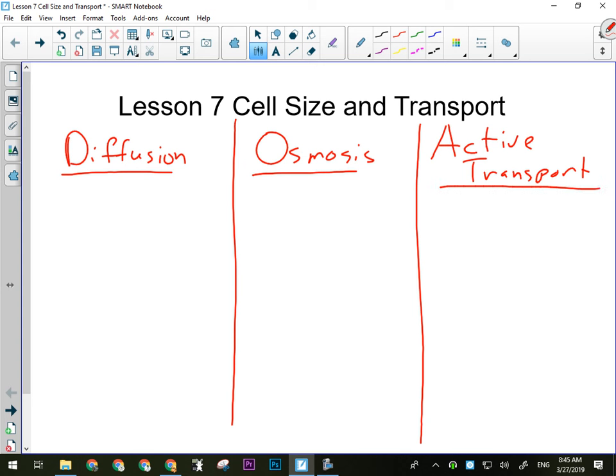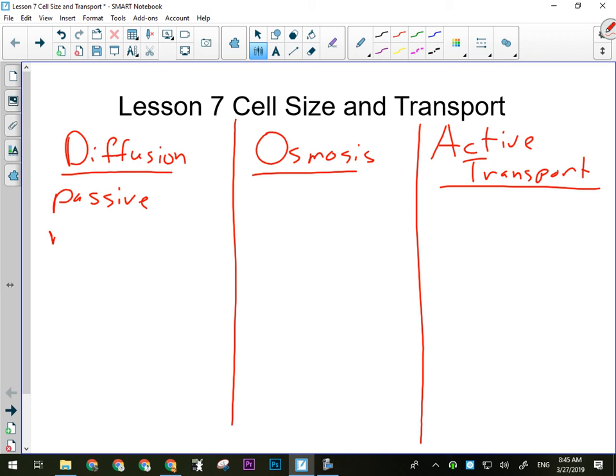Now, the activity we're doing today is going to be focused on diffusion because we're just talking about transport within the cell. Okay. But quick review here. What are kind of the key points of each one of these? Well, for diffusion, it's passive. Okay, so it requires no energy. It just happens, which also means the cell doesn't control it.